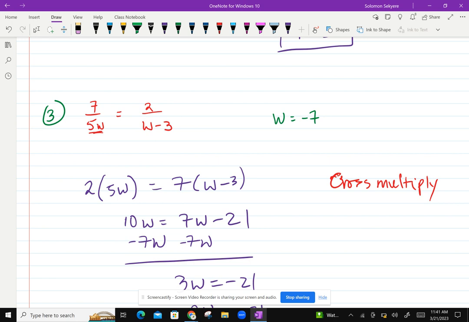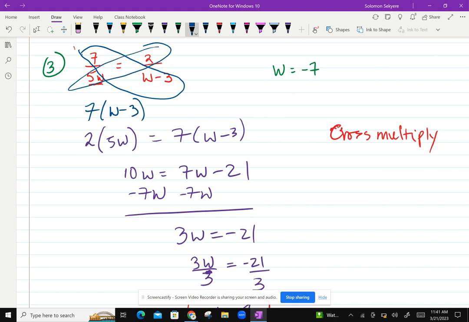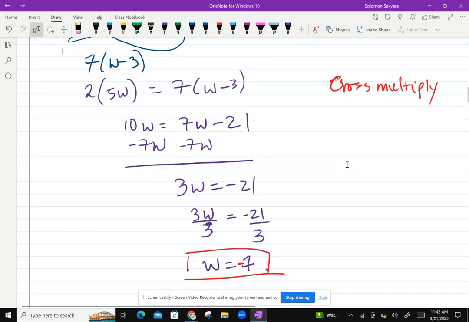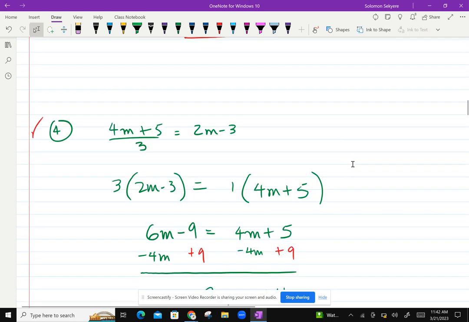So what? It's butterfly, right? You take this times this, 7 times w minus 3, and you can write it either on the left or the right, it doesn't matter. 7 times this is equal to 2 times 5w. Okay, open the parentheses, solve for it. Okay, that's your w. All right, let's move on.